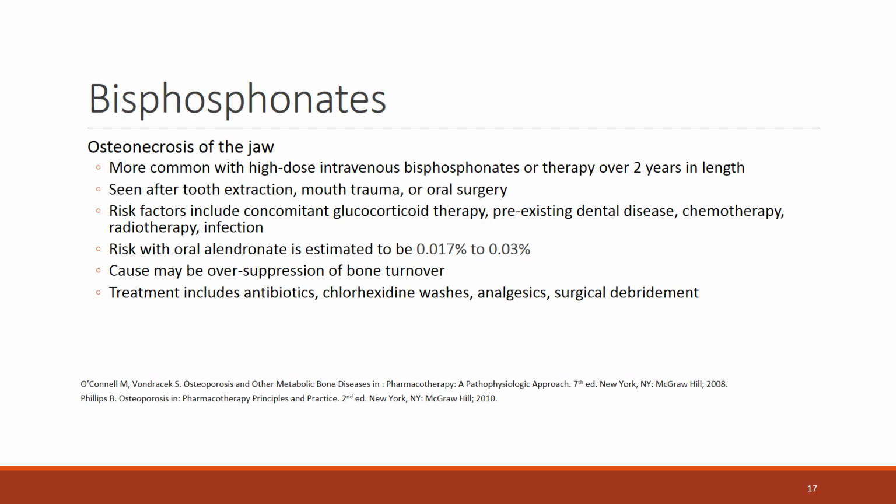The risk with oral alendronate, which is your first-line agent, is very low, but it's still something to be cautious about. Again, oversuppression of bone turnover, so you have weaker bone developing. What you may have to do is surgical debridement, but typically you give antibiotics, the chlorhexidine washes, and then pain medication, analgesics.